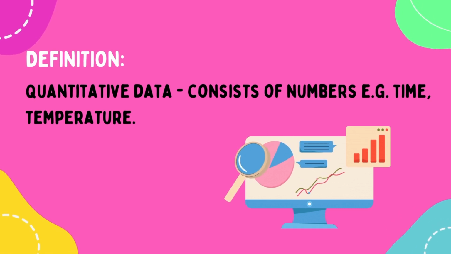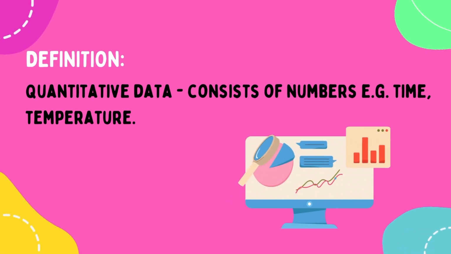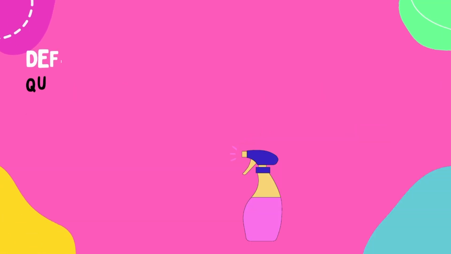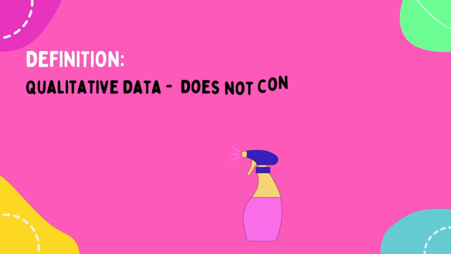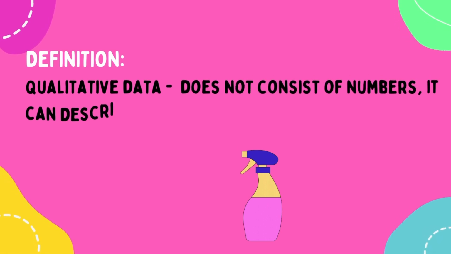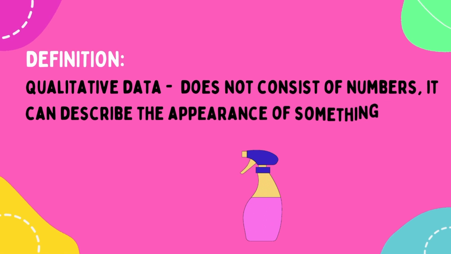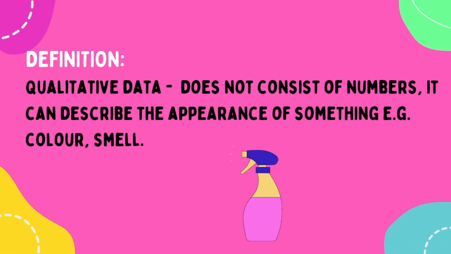Then our next type of data is going to be qualitative. Qualitative data is not going to consist of numbers. It is going to talk about maybe the physical appearance of something, the smell of something, the colour change of something, your observations not involving numbers.